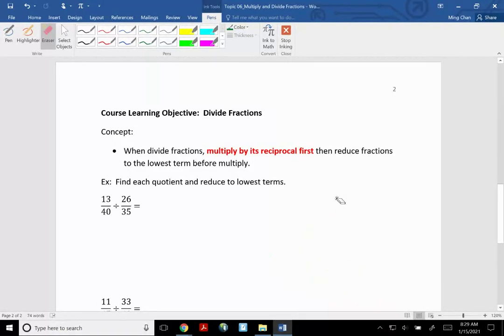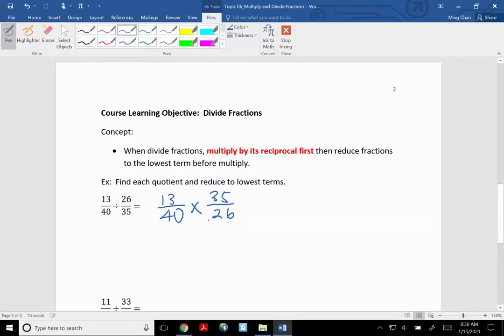Only the second fraction will actually be multiplied by the reciprocal. The first fraction stays the same. So 13 over 40 divided by 26 over 35 means 13 over 40 will now be multiplied by the reciprocal, so we're going to flip it. So the 35 will be on top over 26.